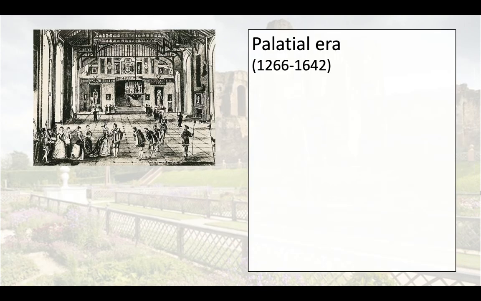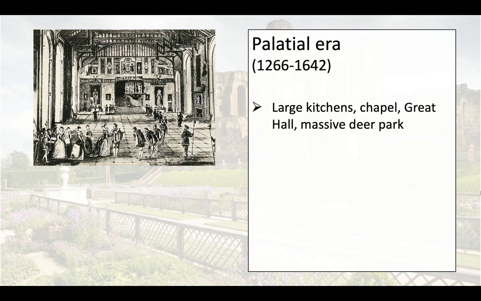Moving into the palatial times, and of course, this is going to see massive changes to the way Kenilworth looks and the kind of buildings that are seen at the site. So we start to see things like big kitchens, a chapel, a series of great halls developed, and a huge deer park being constructed, really representing the changes in the way the castle is being used.